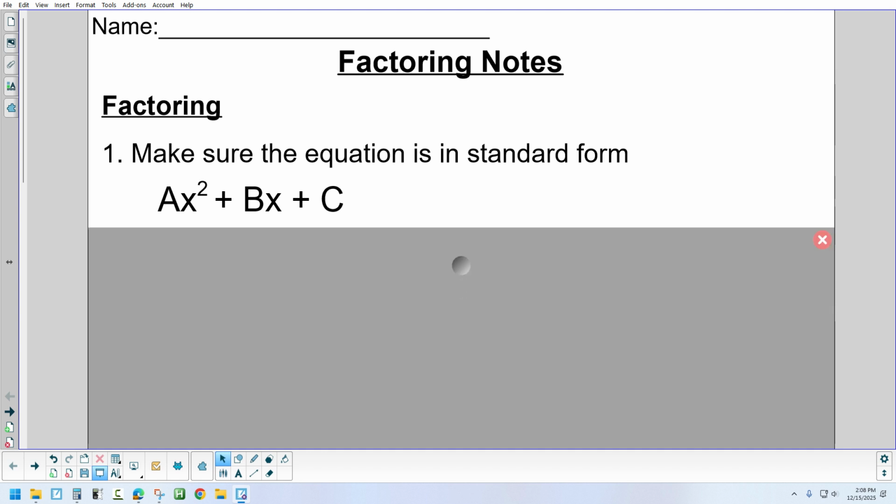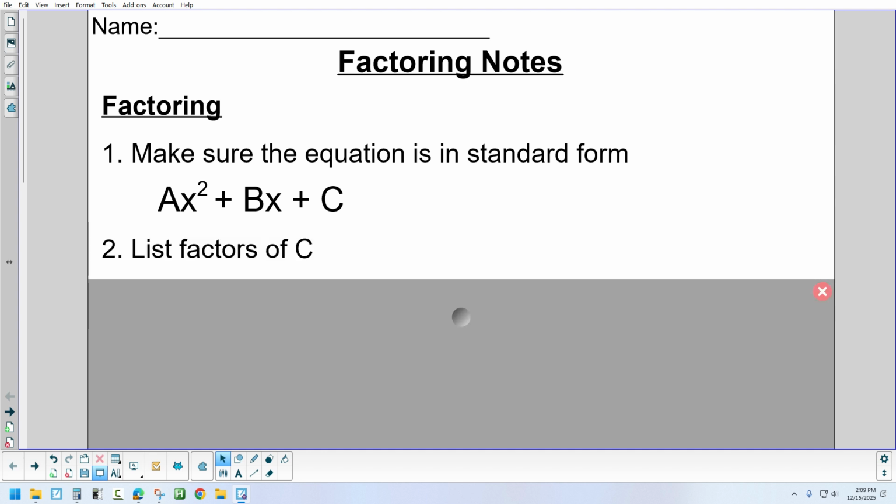So I'm going to go through some steps. Factoring can be a little tough, depending on the problem. But we'll go through some steps that'll hopefully help you to do it easier. So the first thing that we're going to do is look at this number that's at the end, and list all the numbers you can multiply to get that number. So let's do an example. Let's suppose this number at the end was a 12.